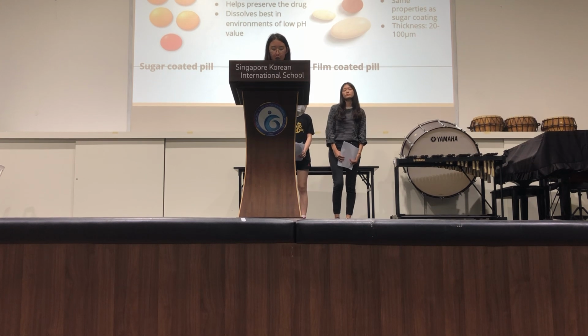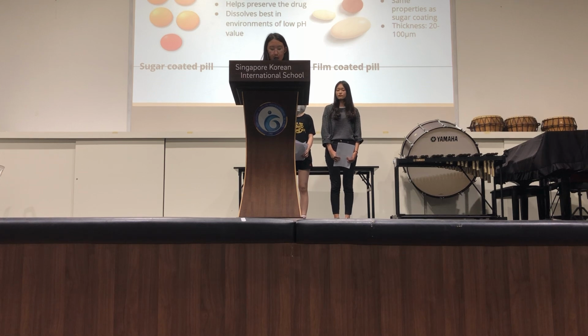The thickness of the sugar coating, which is made out of sucrose, is generally around 0.5 millimeters to 2 millimeters. But the film coating is usually around 20 to 100 micrometers. So this is why many manufacturers prefer to use the film coating rather than sugar coatings.